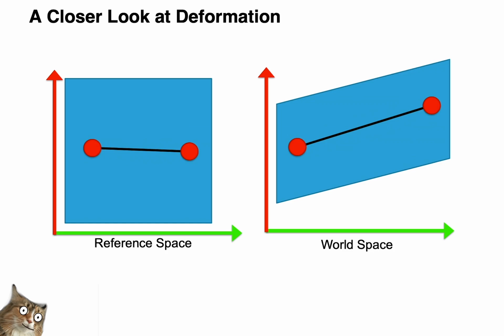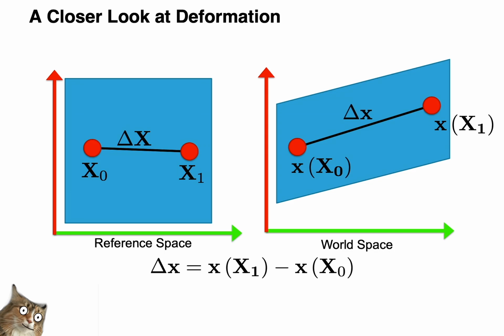Represent this spring using a vector between our points. In the reference space, our vector runs from capital X sub 0 to capital X sub 1, and we're going to call this vector delta capital X. Each point in the reference space is deformed to a new position in the world space, which gives us a new vector delta x. Let's write out the formula for delta x explicitly.